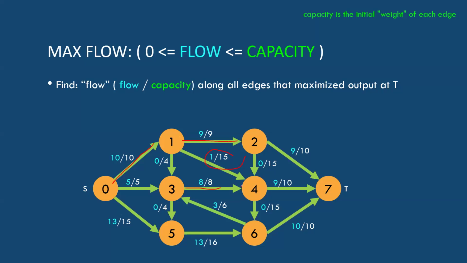What else do we got? This one's maxed out. This one's maxed out, right? And this one's maxed out. So there's really no immediately obvious way to add more water to the system. And so we would say that our max flow is the sum of all of these things right here, right? So 9 plus 9 plus 10 is our flow of 28.